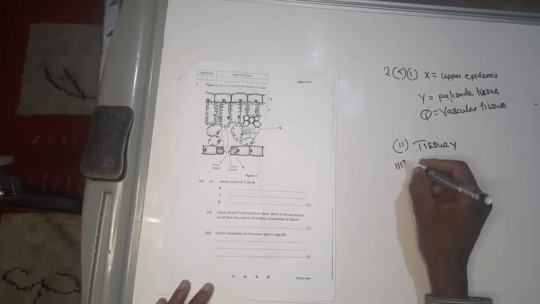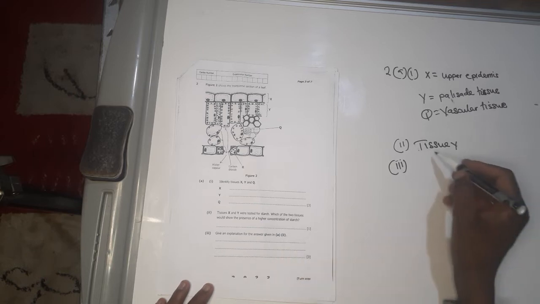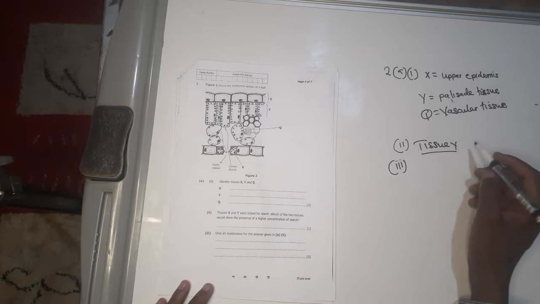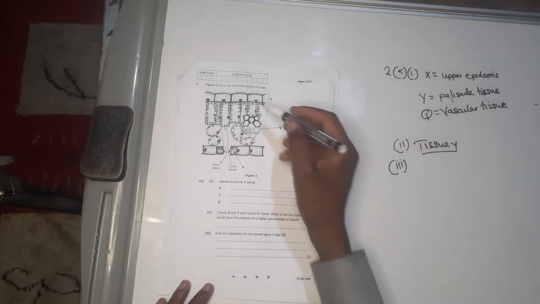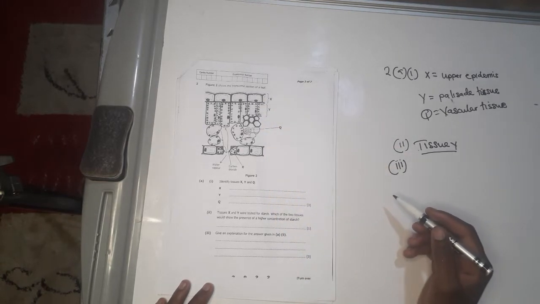Then Roman numeral 3, we need to provide the reason for our answer. So give an explanation for the answer given in A2 above. Why have we said that tissue Y will show the higher concentration of starch? Okay, this is because the palisade tissue consists of palisade cells which are specialized for photosynthesis by having numerous chloroplasts as compared to other parts of the leaf.